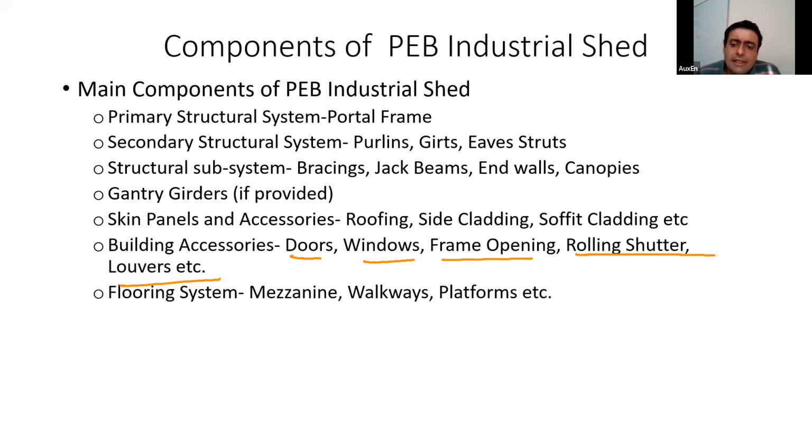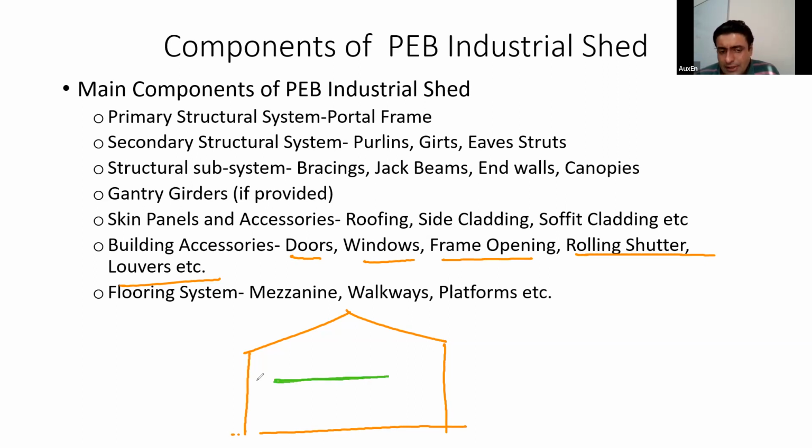Then flooring systems. In some sheds, you may have to provide some intermediate floors also. So for example, this is my shed. This is the cross section of my shed. Now you need an intermediate floor at this height, let us say. Then this will usually be called a mezzanine floor. So you may have to develop a complete flooring solution for this. So that is the meaning of mezzanine floors.